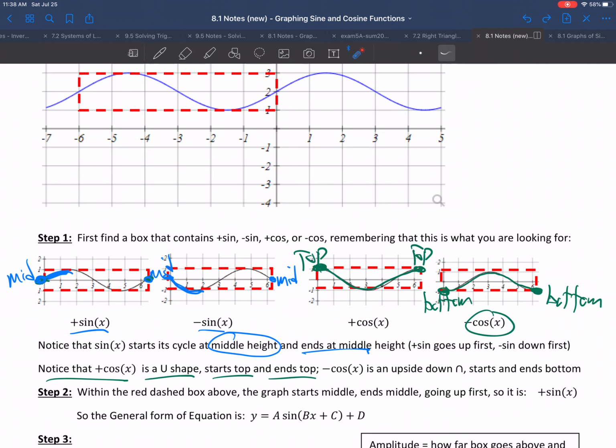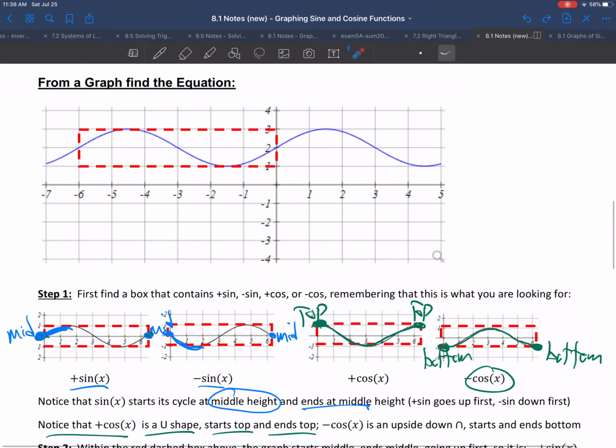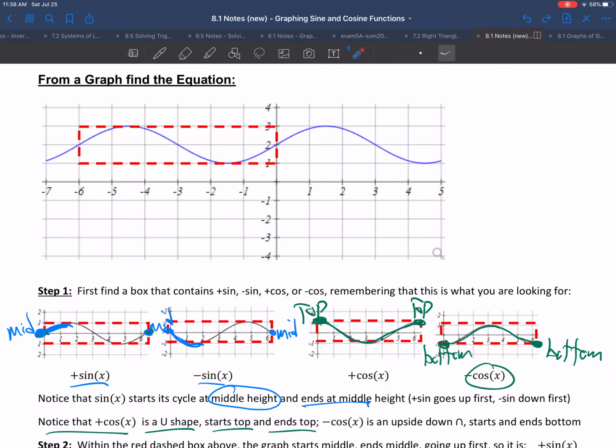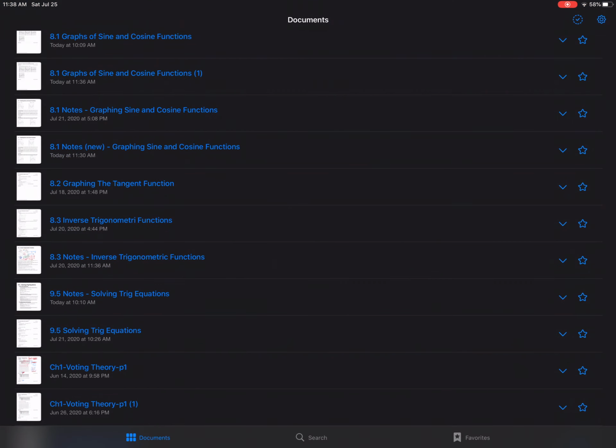Whereas sine always starts in the middle and ends in the middle, never high or low at the edges. If it's a positive sine, he goes up first and then down. If it's a negative sine, he goes down first, then up. But either way, sine starts in the middle, ends in the middle, whereas cosine starts high, ends high, U-shape up, or starts low, ends low, U-shape down. So you've got to be really clear on that. Cosine is a U-shape, up or down; sine starts and ends in the middle. All right, so you've got to find a box that contains one cycle of sine or cosine. Let's go back to it and do it.